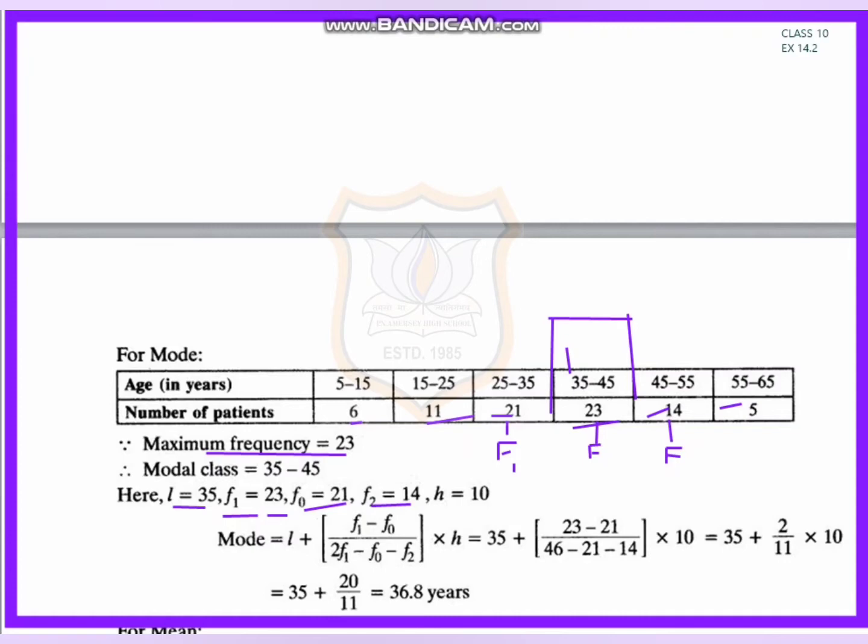And H, this is the class length. 15 minus 5 is 10. So H is 10. Now putting the values of all the terms in the formula. L is 35.